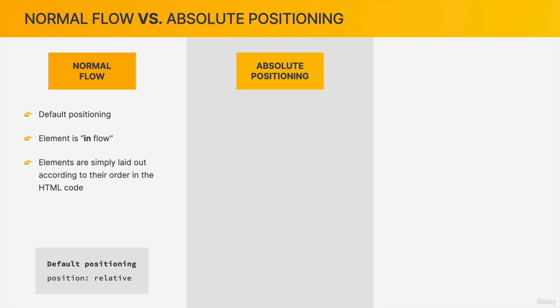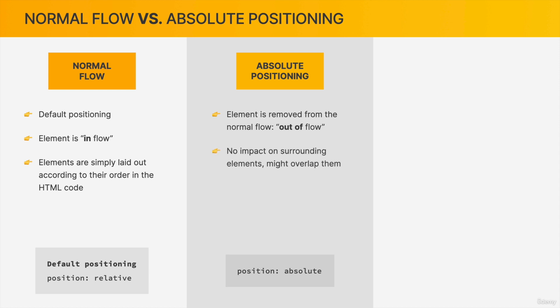Now, on the other hand, we have absolute positioning, which basically allows us to absolutely position elements anywhere on the page. We can achieve this positioning mode by setting an element's position property to the value of absolute. In this case, the element is then removed from the normal flow, and we say that it is out of flow. What happens with this element is that it completely loses any impact on surrounding elements. And in fact, it might even overlap them.